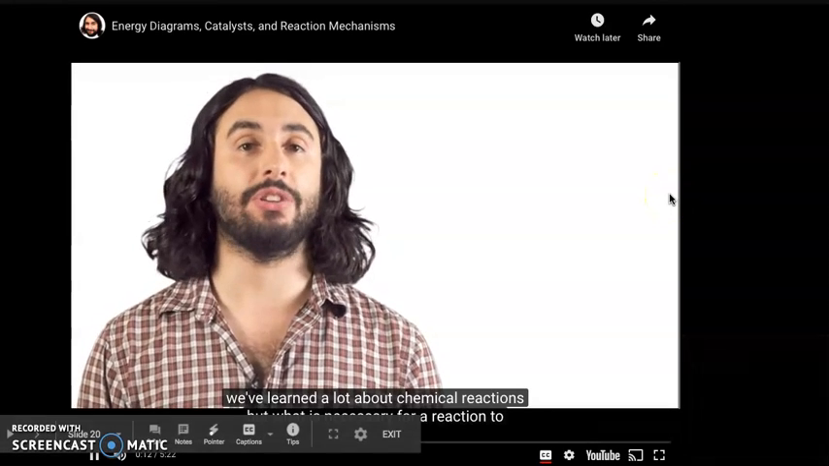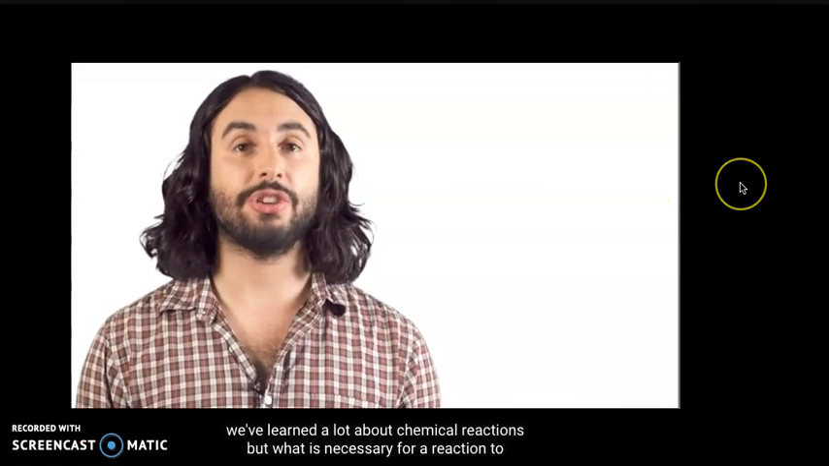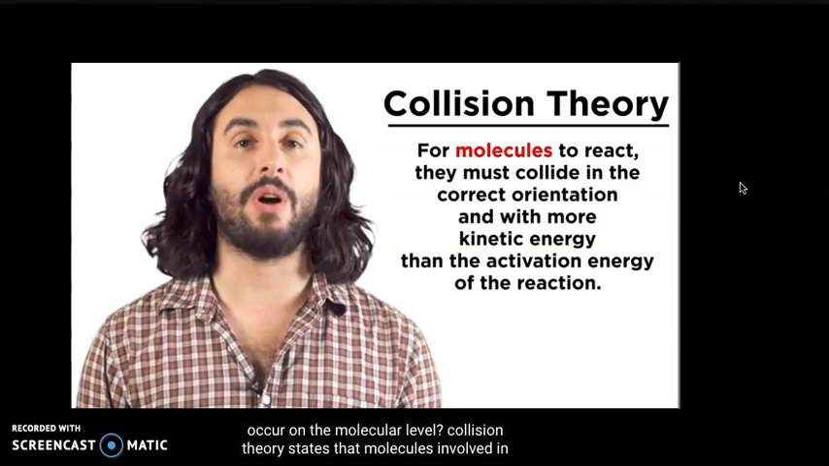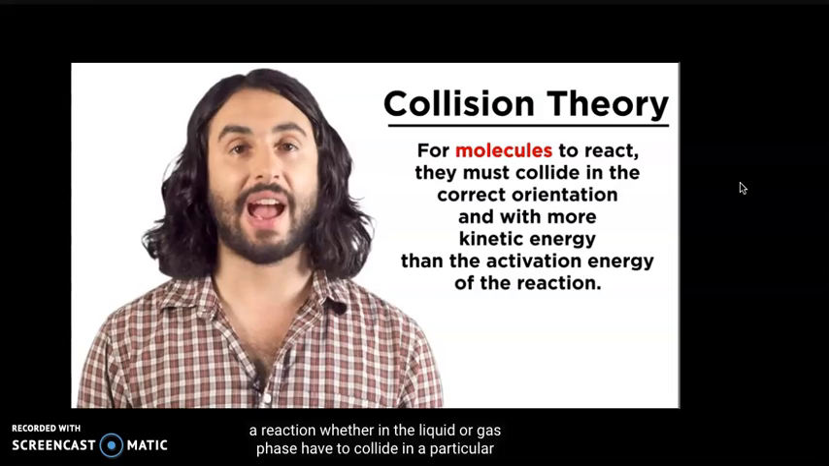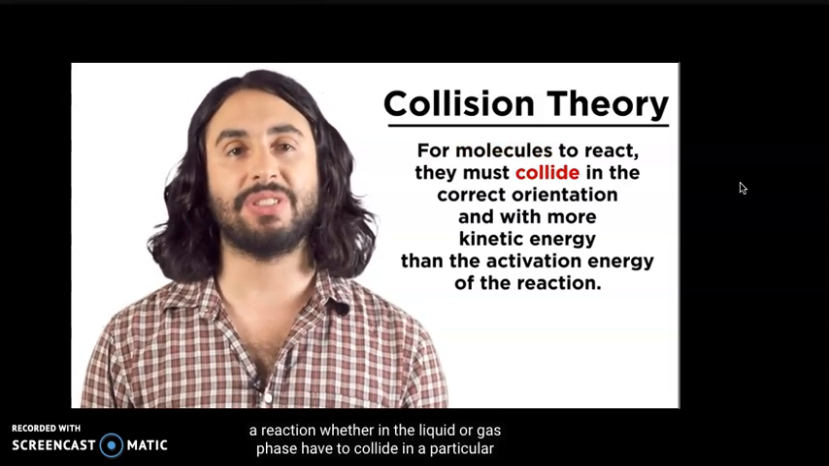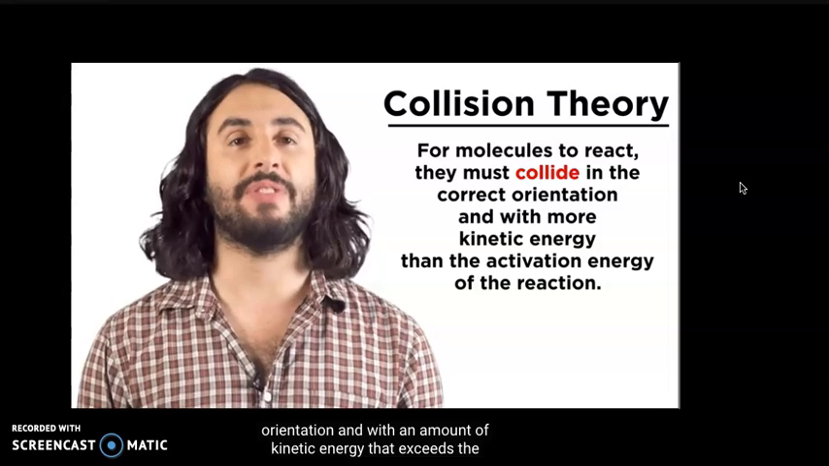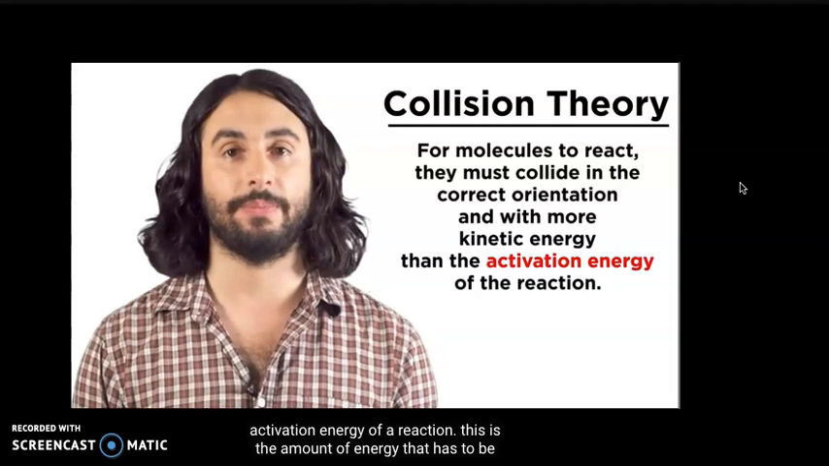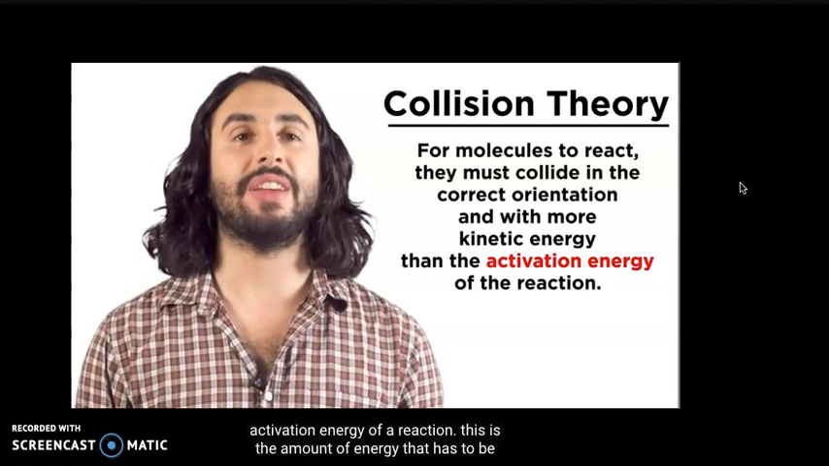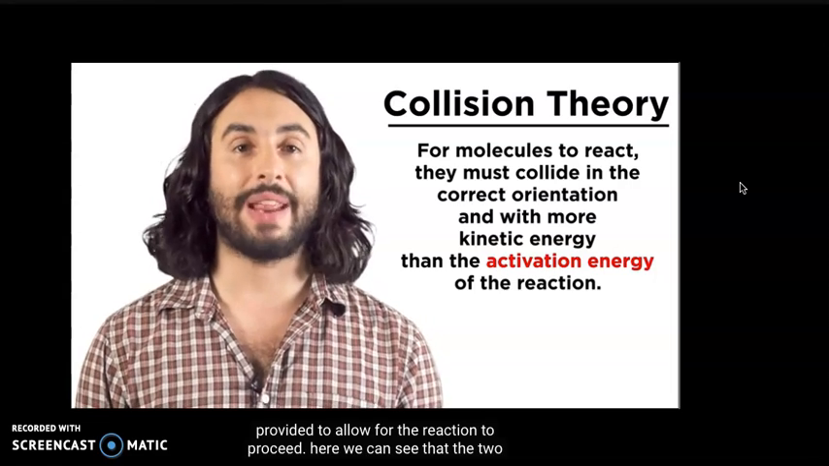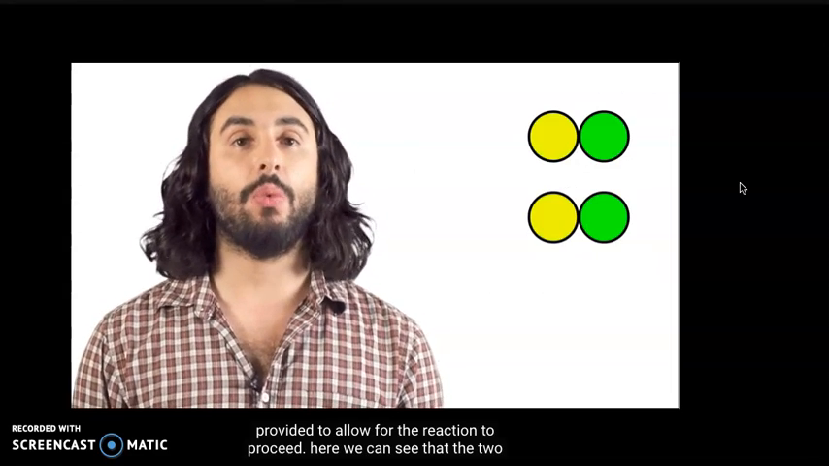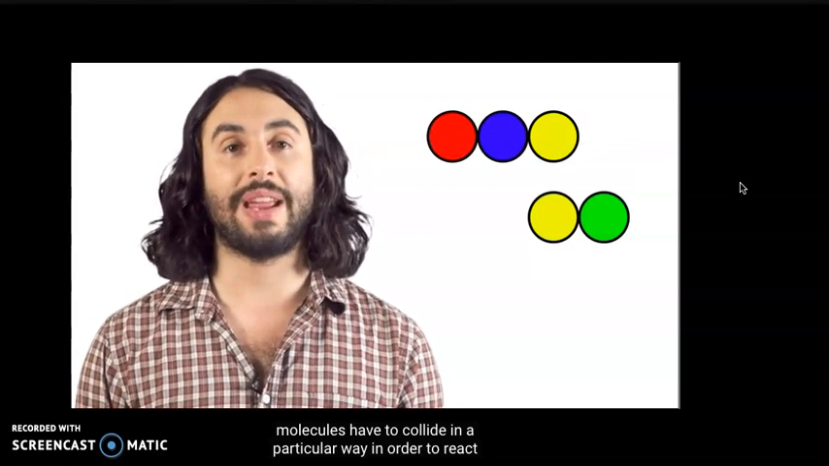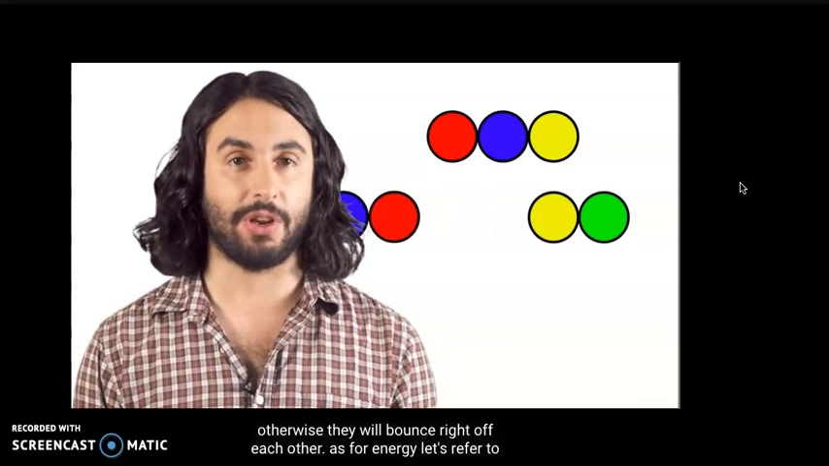We learned a lot about chemical reactions, but what is necessary for a reaction to occur on the molecular level? Collision theory states that molecules involved in a reaction, whether in the liquid or gas phase, have to collide in a particular orientation and with an amount of kinetic energy that exceeds the activation energy of a reaction. This is the amount of energy that has to be provided to allow for the reaction to proceed. Here we can see that the 2 molecules have to collide in a particular way in order to react. Otherwise, they will bounce right off each other.